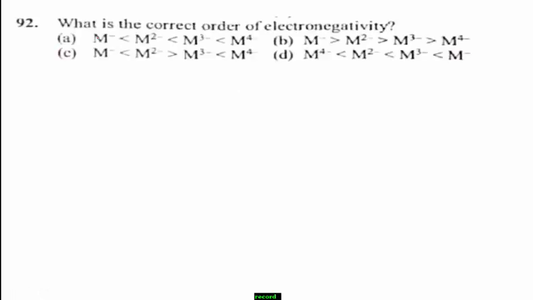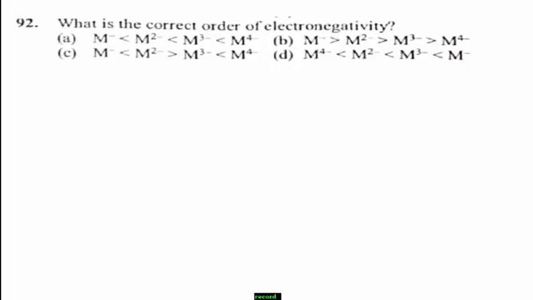Next question number 92. What is the correct order of electronegativity? Yes, here M minus, where M represents one particular metal or element. Carefully observe all the four given options for the correct order. So the question is, what is the correct order of electronegativity? Students, one thing you remember: higher the positive charge, greater is the electronegativity. And higher the negative charge, the lesser is the electronegativity.